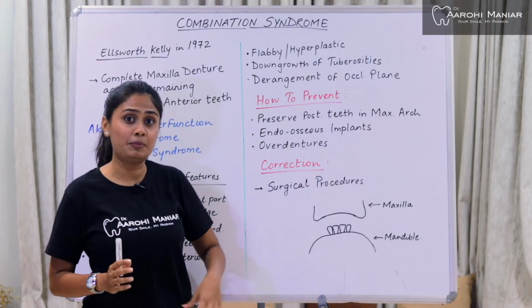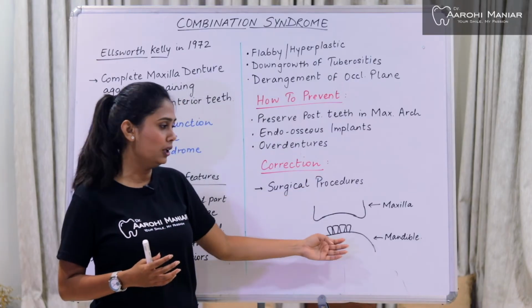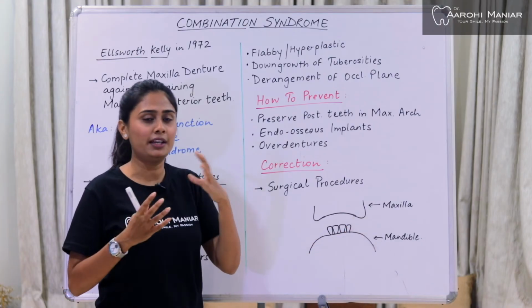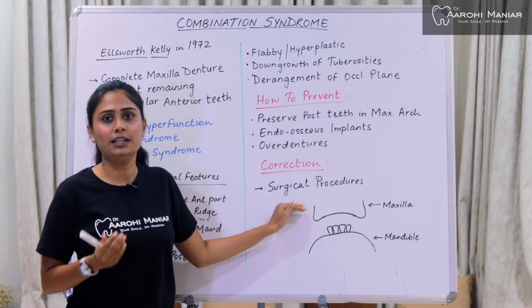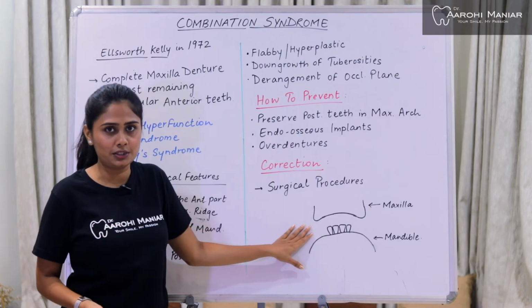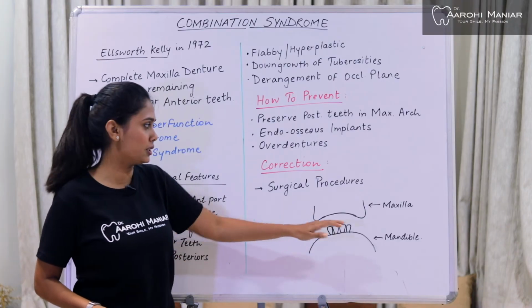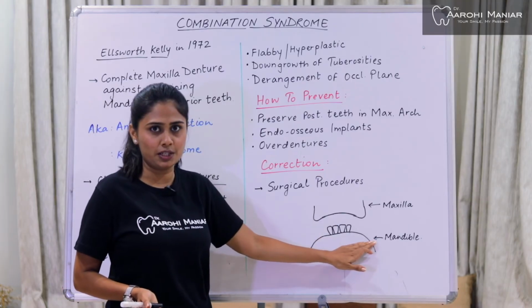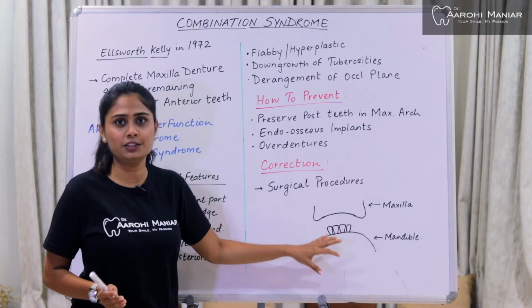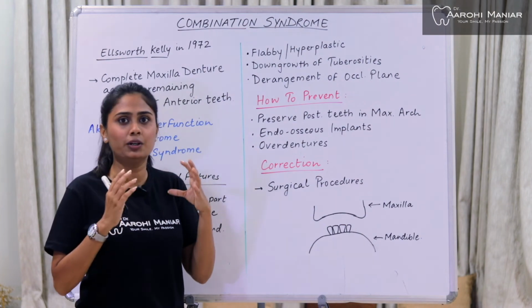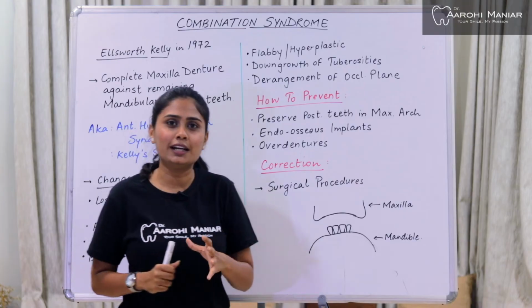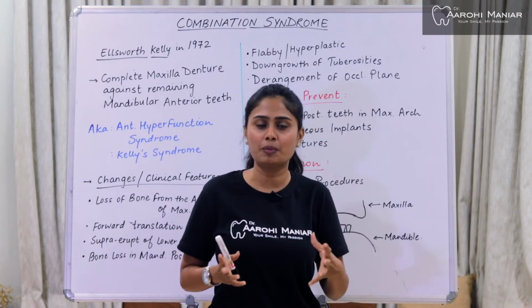What happens after the patient comes to you with a syndrome like this, with a very deranged occlusal plane? The only thing you can do for combination syndrome is go for surgical procedures. You have to reduce the tuberosities, you have to add bone graft in the mandibular posterior region, you have to rearrange the whole occlusal plane, and give it a new vertical dimension and a new jaw relation for such cases. So that is all about combination syndrome from complete dentures.